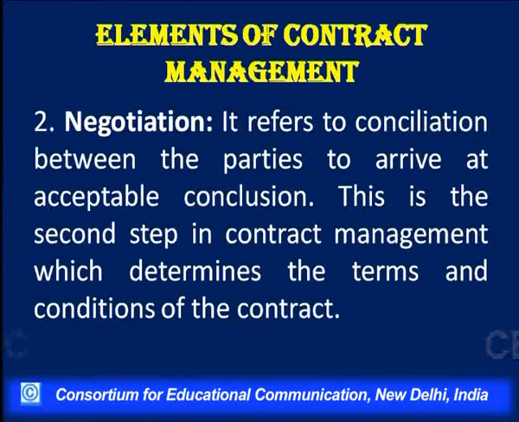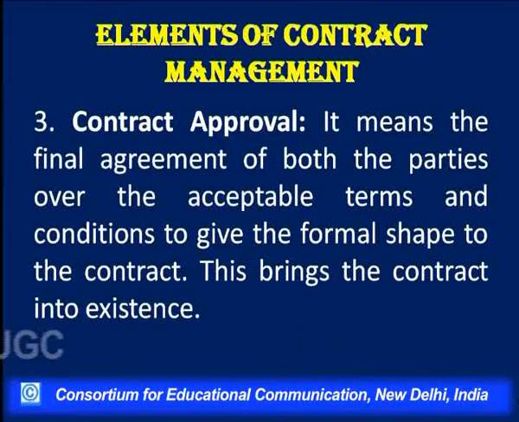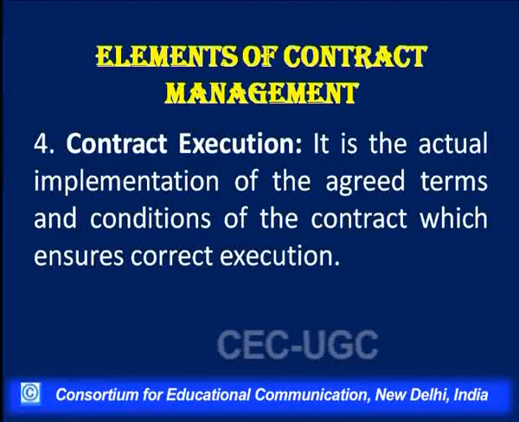Now, the second issue relating to the elements of contract management is negotiations. What are negotiations? It refers to the conciliation between the parties to arrive at acceptable conclusions. This is the second step in contract management, which determines the terms and conditions of the contract. The third is the contract approval. It means the final agreement of both the parties over the acceptable terms and conditions to give formal shape to the contract. This brings the contract into existence.